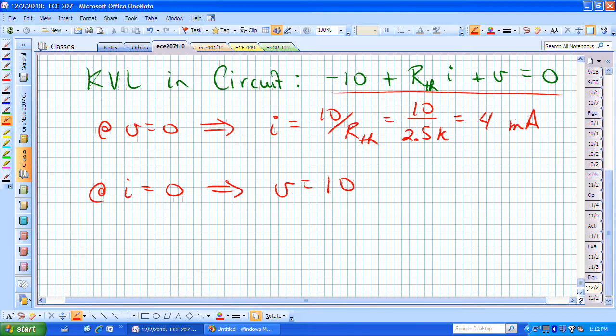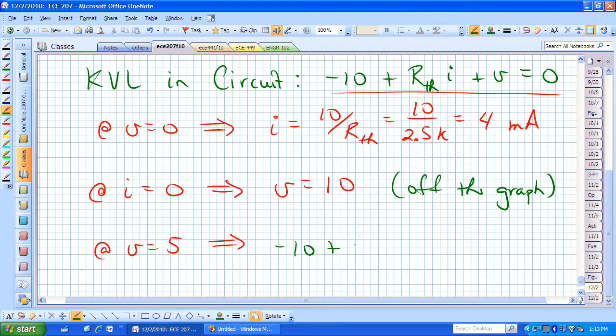Why don't I just say, you know what, I found a V equals 0, why don't I just look at a different voltage, and in particular, what if I look at V equal 5? Since that point was off the graph, and I don't want to try to extrapolate and figure out where 10 is. I want to play on the graph. So at V equal to 5, we end up with minus 10 plus 2.5K, that's R Thevenin, times I, plus 5 equal to 0.